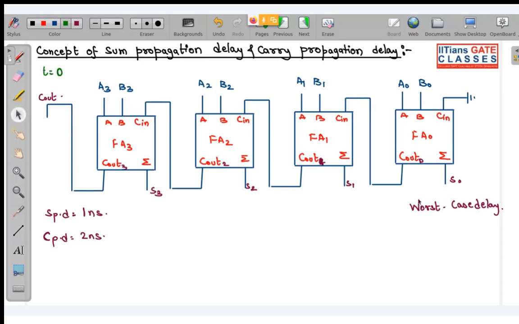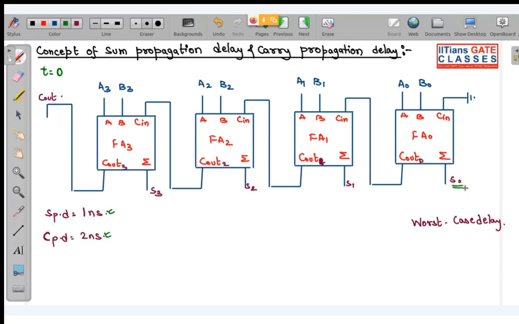So here you can see that for generating the sum of any of the full adders, it will take 1 nanosecond, and the carry will be generated after 2 nanoseconds. So look very carefully. I have applied inputs A3, B3, A2, B2, A1, B1, A0, B0 at t equal to 0. I cancelled that input because it would have been very difficult to show. But look here. So you can see what?